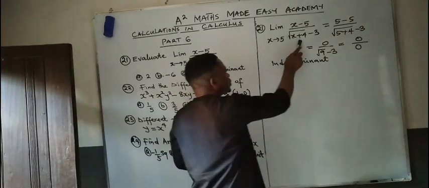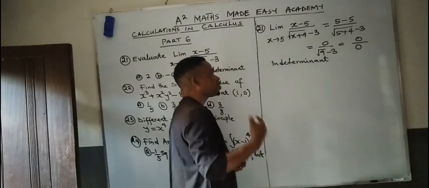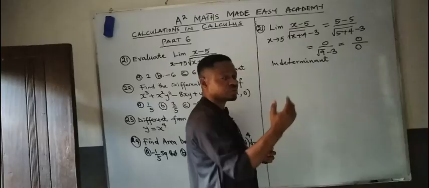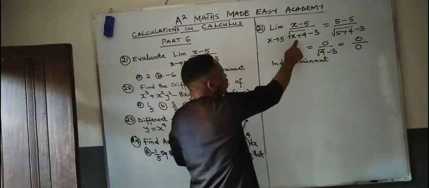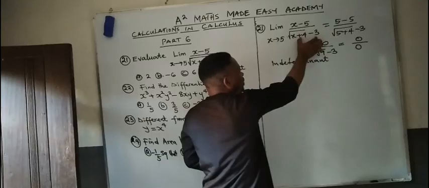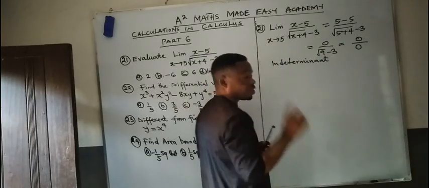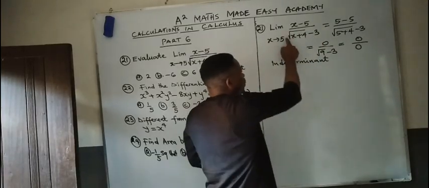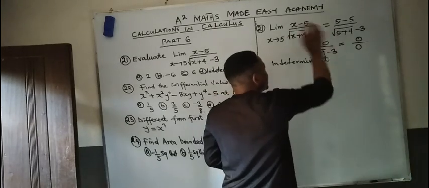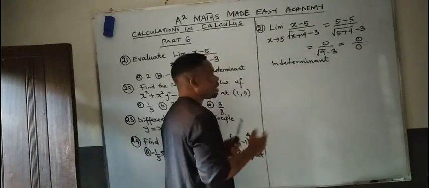If you observe the question, we have a square root. Since there is a square root, what comes to your mind is to conjugate. And the square root is at the denominator. Here is minus, so it simply means the conjugate of this should be plus. So we now use the conjugate of the denominator to multiply the numerator and the denominator. That is the next thing. Can we do that now?